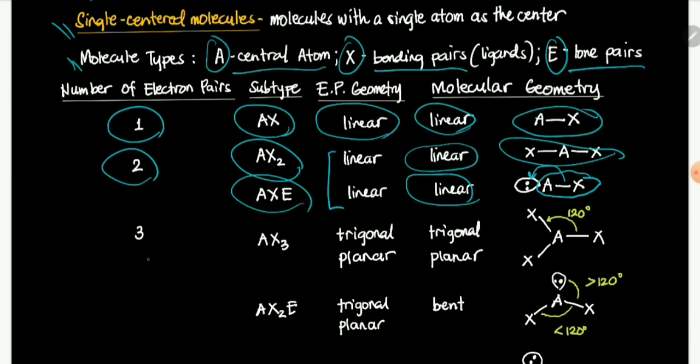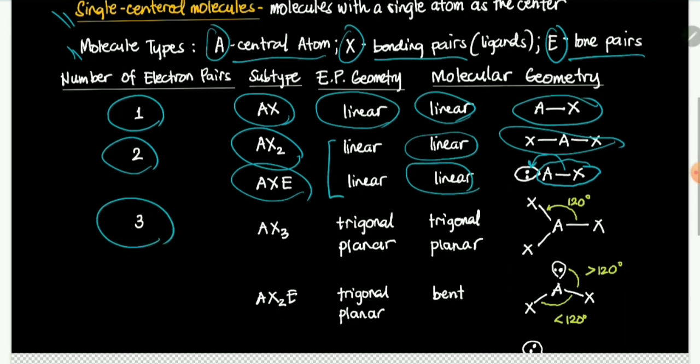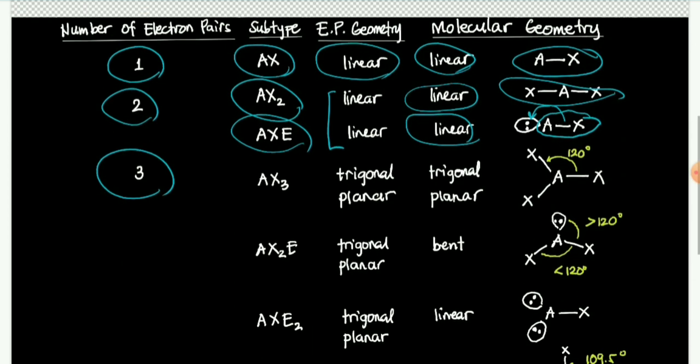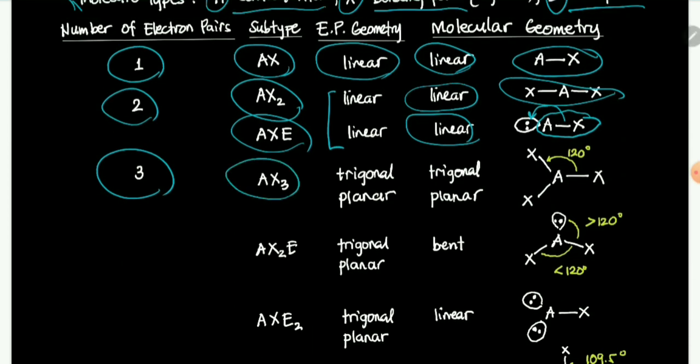Okay? So, for 3 electron pairs, meron tayong dalawang subtype or tatlo. Nandito yan. Okay? So, AX3, ibig sabihin tatlo yung ating bonding pairs. So, ang electron pair geometry niya ay trigonal planar. And trigonal planar din yung makikita niyong molecular geometry. So, kapag trigonal planar, ganito yung tsura niya. And the angle between the ligands is 120 degrees. So, exactly 120 degrees. Okay? So, yan yung geometry na na-form to minimize the electron-electron repulsion between the bonding pairs.